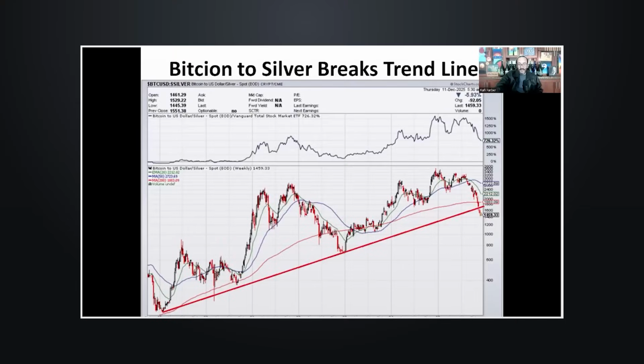We are now, this is a logarithmic chart here. You can see this trend line was established in 2019 and tagged in 2023, as well as in 2020. And you see here that we've broken this trend line on the Bitcoin to silver ratio. This is lower even now. This is from several days ago. So who knows how low we're going to go here. Eventually Bitcoin's going to go to zero because it doesn't exist.